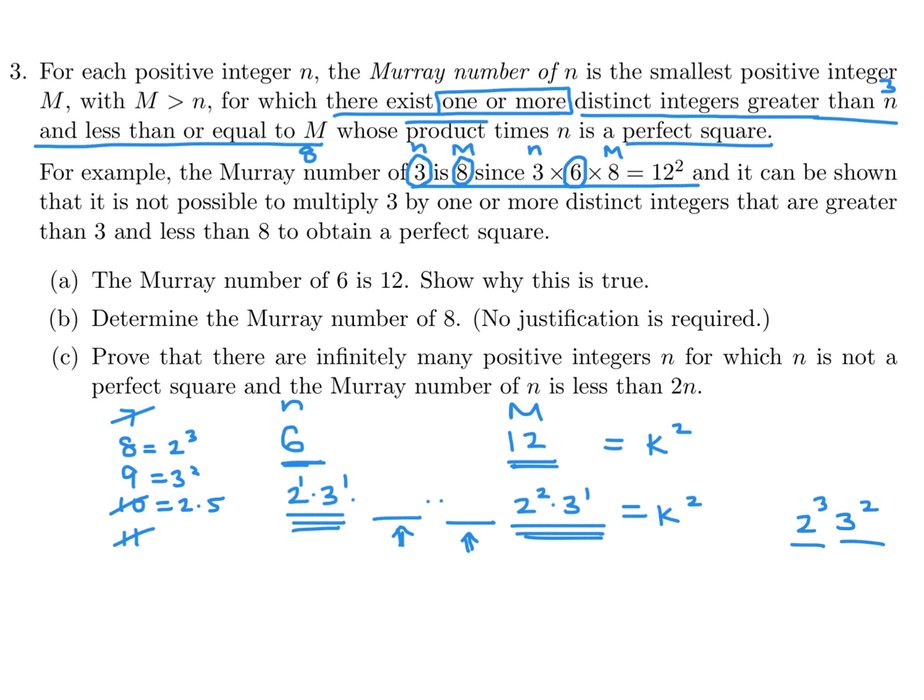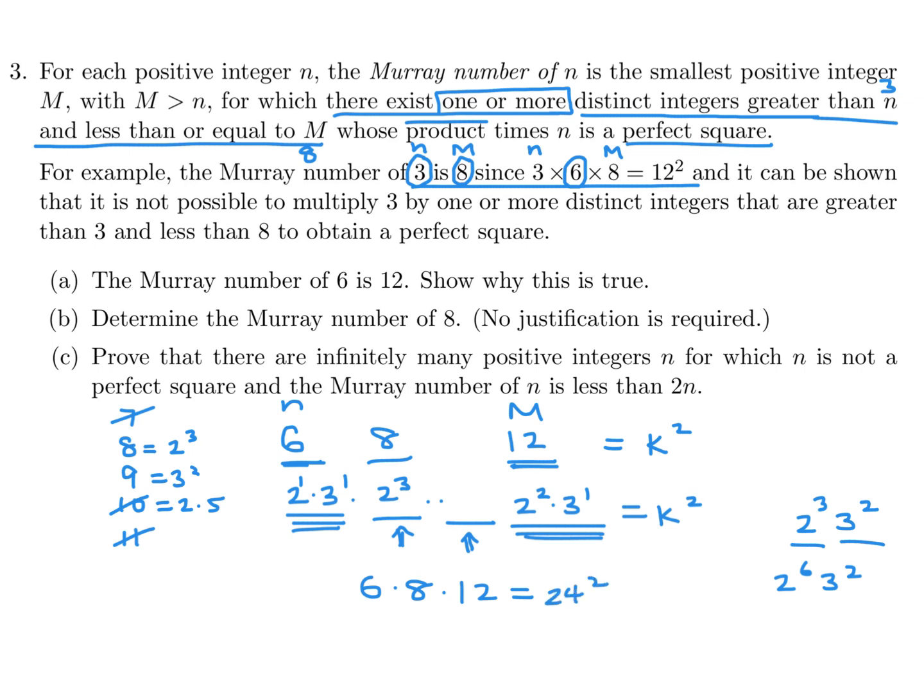If I put an 8 here, which is, well, let's just put it up there, and that is 2 to the power 3. That product, let me put it on the side here, would be 2 to the power 6, 3 to the power 2, and that is a perfect square. I believe that is 24 squared. Yeah. So if I had 6 times 8 times 12, that'd be 24 squared.